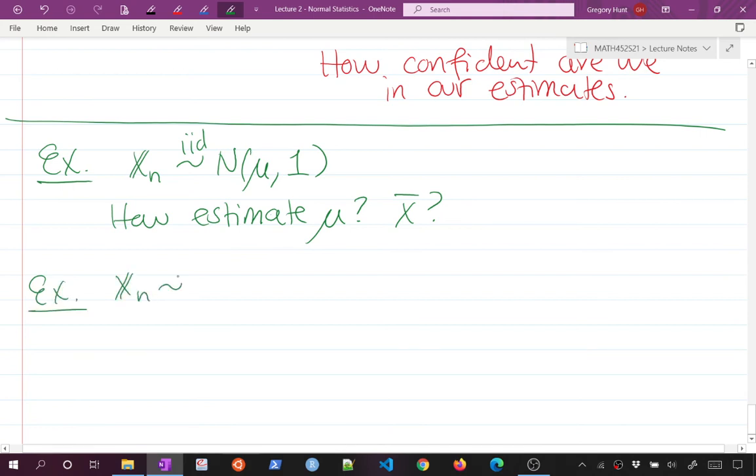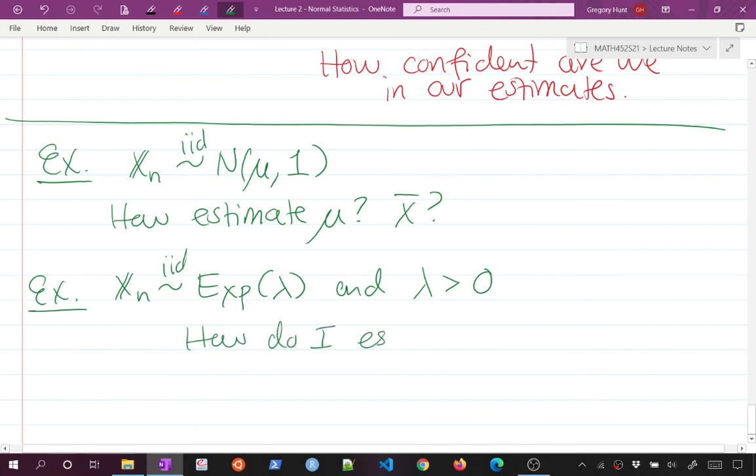What if I say something that's not normal? Maybe my data has an exponential distribution. Maybe the data represents failure times for components in a car. And so I know it has an exponential distribution, has some unknown parameter lambda. Lambda has to be positive. How do I estimate lambda? If I told you the data is normal and I want to estimate this mean mu, people are going to tell me to use X bar. If I tell you the data is exponential and I want to estimate lambda, what do we do there? What's the general approach? Are there general approaches to this?